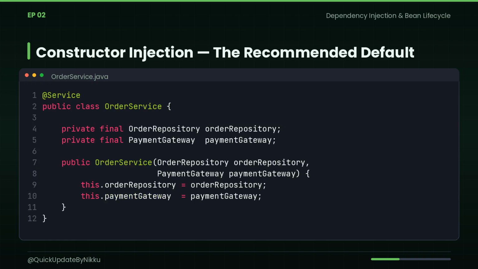Constructor injection passes every required dependency at the moment of object creation. The fields can be declared final, guaranteeing immutability. The object simply cannot be instantiated without its dependencies. There is no partially wired state to reason about. Spring has officially recommended this approach since version 4.x, and from Spring 4.3 onward the @Autowired annotation is entirely optional when a class has exactly one constructor.